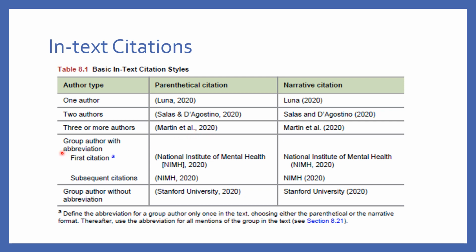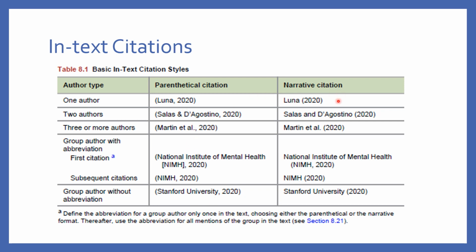If you have a group author with an abbreviation, the group author goes in the citation, and then you can abbreviate that and use this going forward. Notice that you put it in brackets and not additional parentheses. And then you have the year. And then every other citation, you can use that abbreviation that you declared in the first citation. If you have a group author without an abbreviation, it just becomes the group author. You're good to go. Now, those are parenthetical versions.